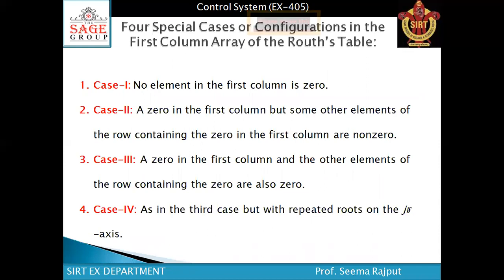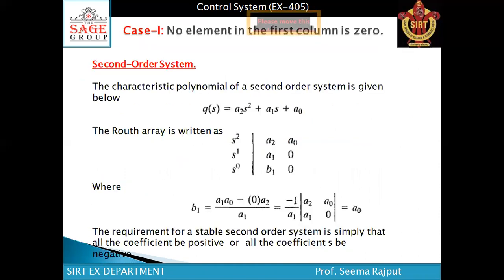And for special cases or configurations in the first column of the Routh table: Case 1, no element in the first column is 0. Case 2, a 0 in the first column, but some other elements of the row containing the 0 are non-zero. Case 3, a 0 in the first column and the other elements of the row containing the 0 are also 0. And case 4, as in the third case, but with repeated roots on the j omega axis. Starting with case 1, no element in the first column is 0.